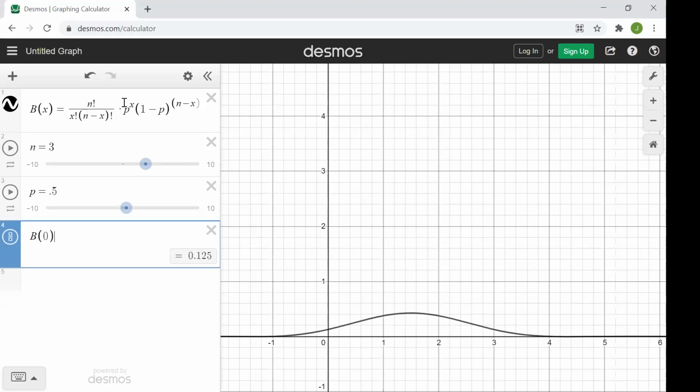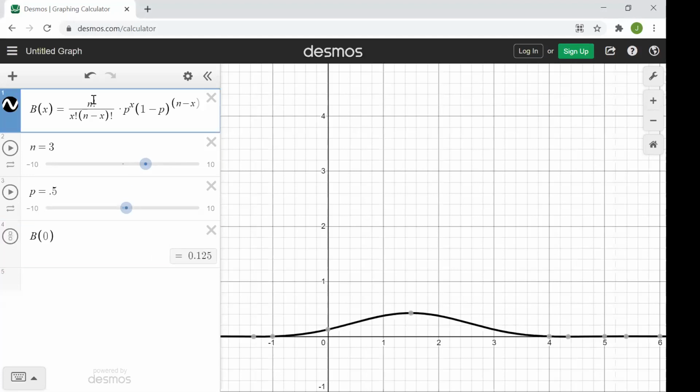And if you really want to write the whole thing out, it would be 3 factorial over 0 factorial times 3 minus 0 factorial, which is 3 factorial. And then p to the power of x, that's 0.5 to the power of 0, times 1 minus 0.5 to the power of 3 minus 0. What I'll do is on the whiteboard, I'll write it out after class and post that, but I just care that y'all understand the concepts.